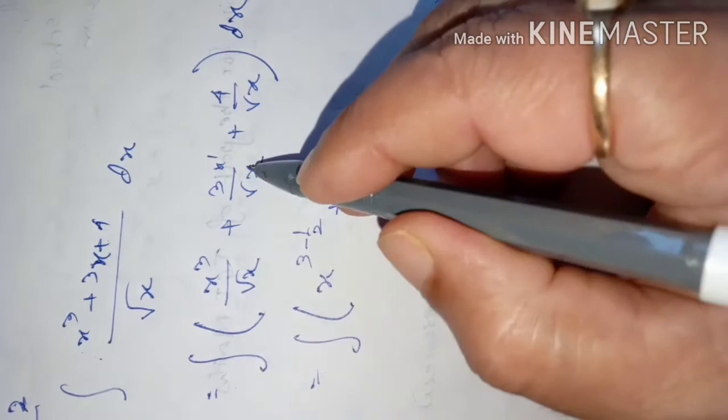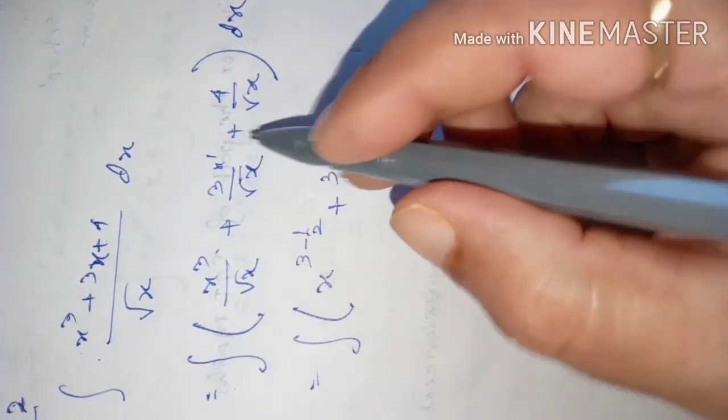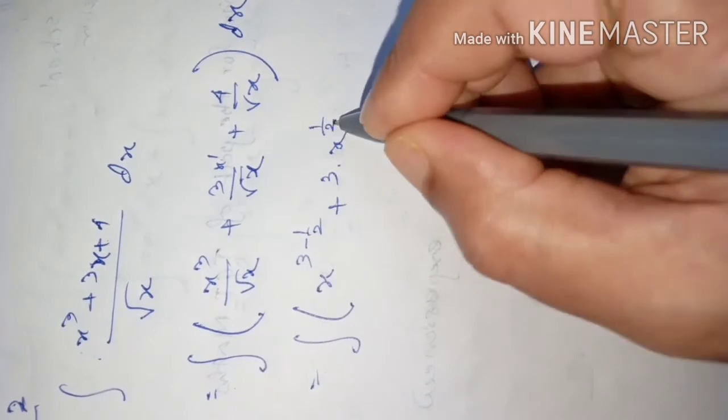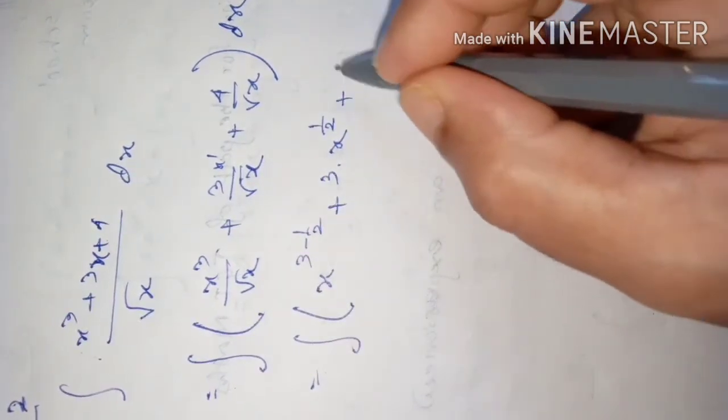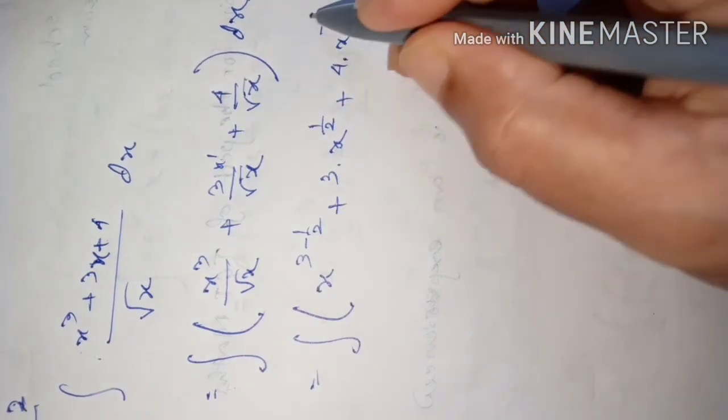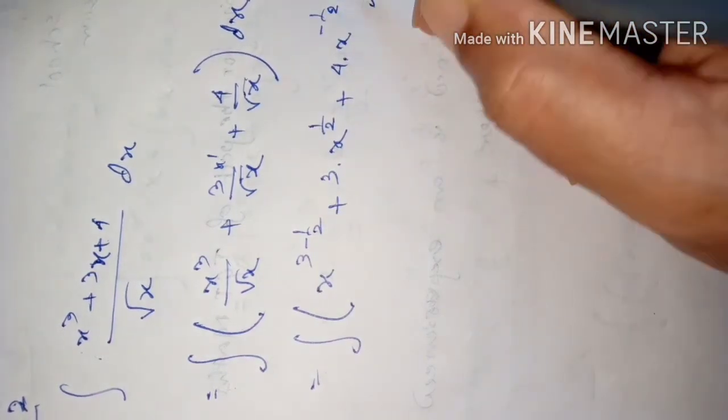plus 3 into, root x means x to the power of half, so it will be x to the power of 1 minus half, which is half, plus 4 into x to the power of half, which can be written as x to the power of minus half, like this you can write dx.